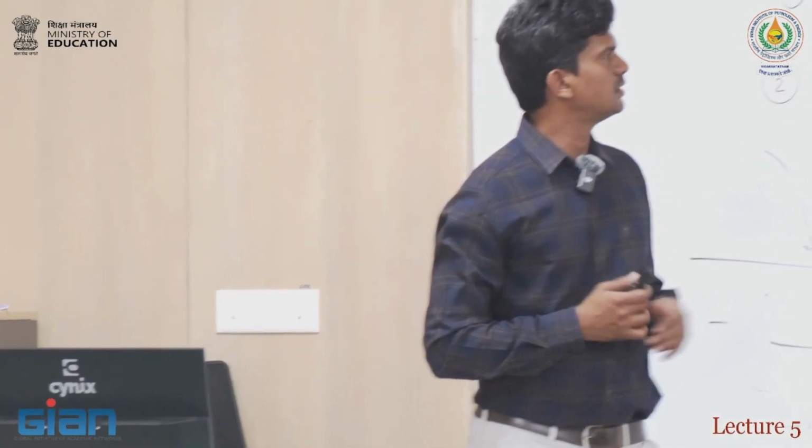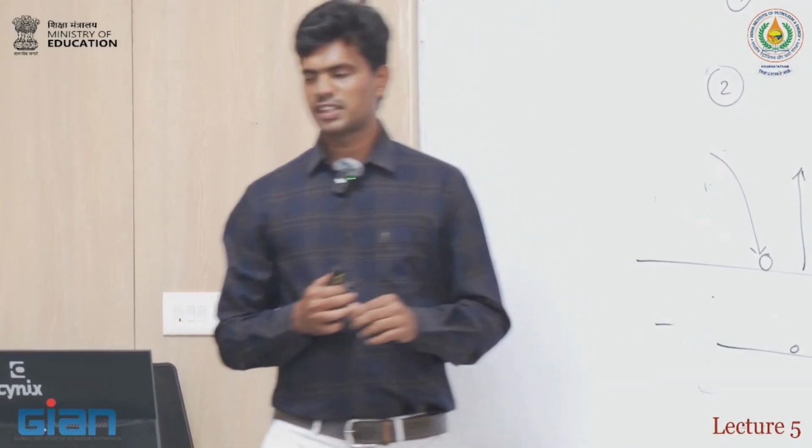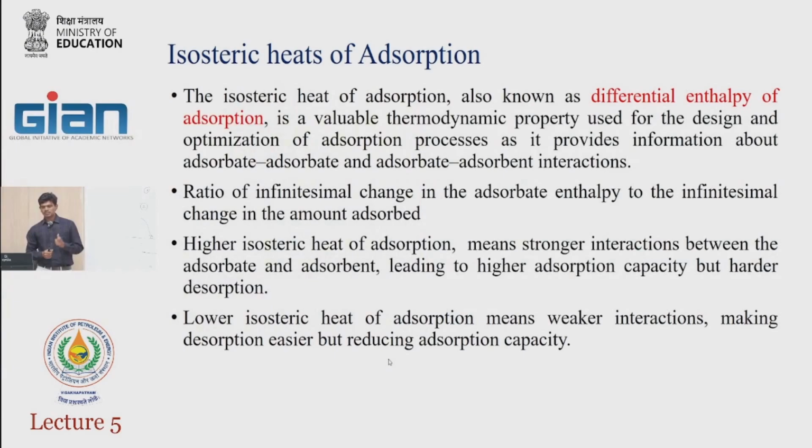Similarly, a higher isosteric heat of adsorption means stronger interaction between the adsorbate and adsorbent, leading to higher adsorption capacity, but harder desorption, which we already discussed. A lower isosteric heat of adsorption means weaker interactions, making desorption easier, but reducing adsorption capacity. So we have to manage these two things. The isosteric heat of adsorption cannot be too high or too low, so we always have to play around with these values.